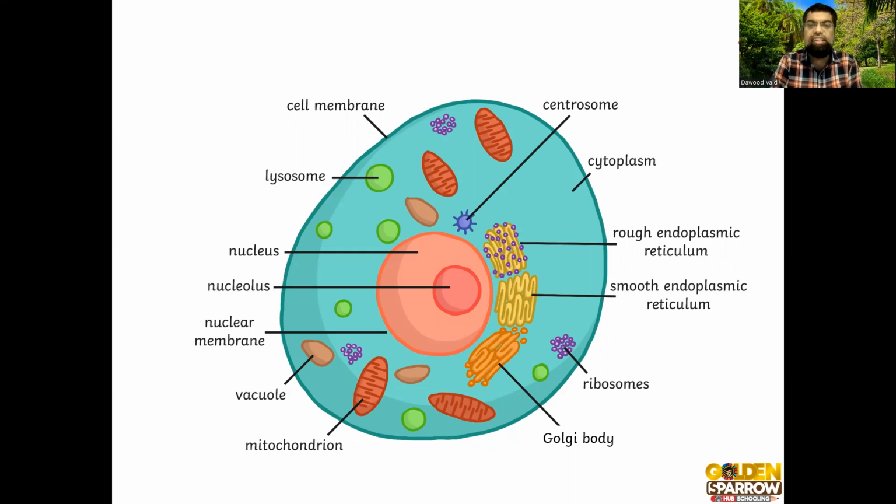And what are the key things you need to remember in a cell? So you see the cell has an outer layer, and that's called the cell membrane. The moment you look at it, you say, okay, I got the cell membrane here. What else?